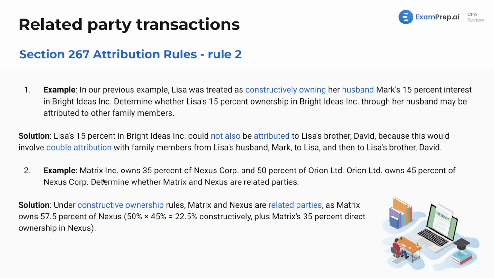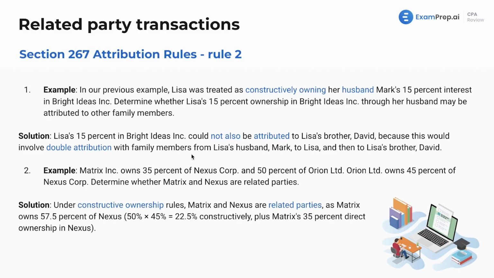And we'll see right here, we got an example. Matrix Inc. owns 35% of Nexus Corp. and 50% of Orion Limited. So we see that we are trying to see, Matrix owns part of Nexus and then of Orion. Now, Orion additionally owns 45% of Nexus. So we could potentially be double counting this here.